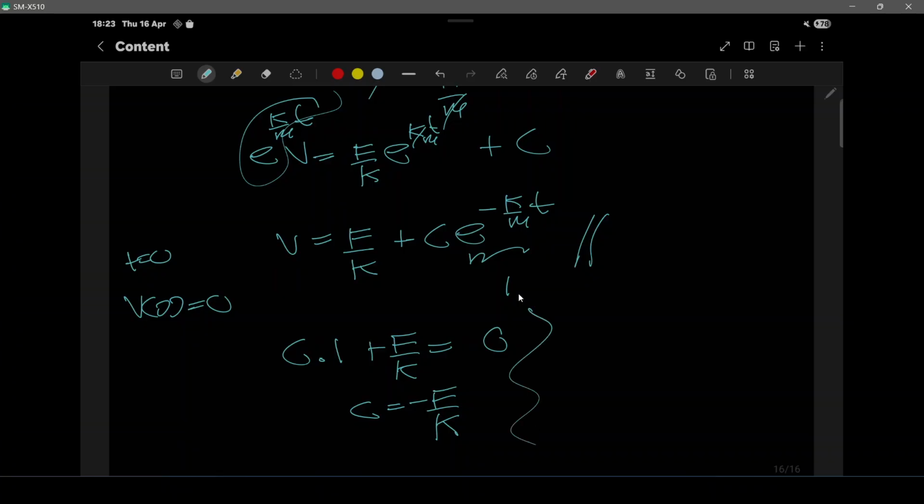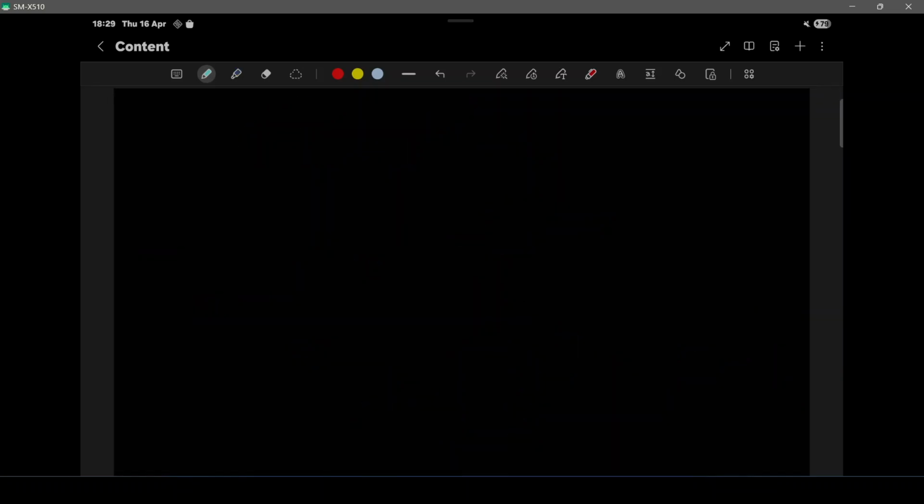So our final solution is v is equal to f over k. Since this is minus f over k, we can take f over k as a common factor: 1 minus e to the power minus k over m times t. So this is the final solution. This is the governing solution of this motion. So let's move to the next question.